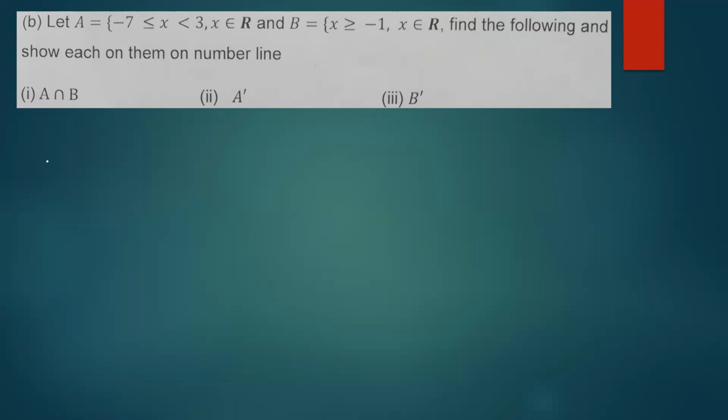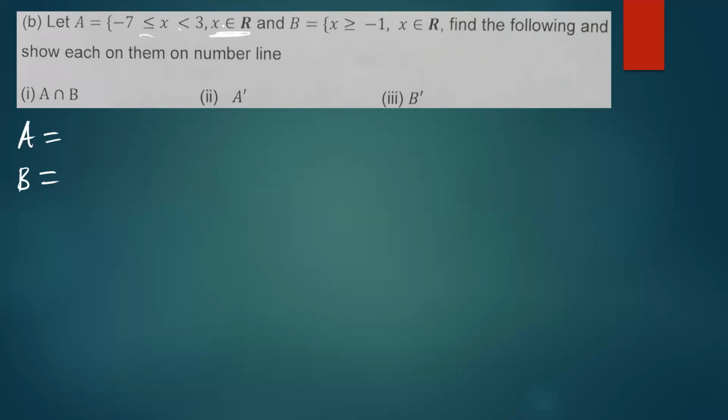I don't know if you solved this question, but I remember us solving something like this. Okay, so let me just go through it quickly. The first thing that we need to do is to list the sets. So we have set A and set B. Set A, they are saying that these are numbers between negative 7 and 3. Whenever you see that x is a member of real numbers, you should know that you're dealing with intervals.